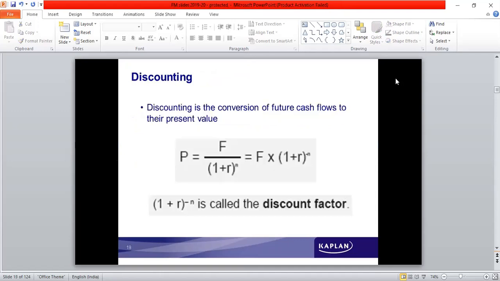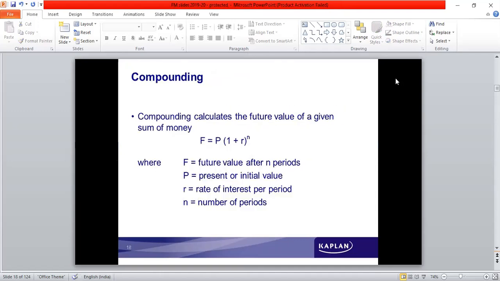The formula is explained here. Compounding calculates the future value. So the future value will have the principal amount into 1 plus r to the power of n.